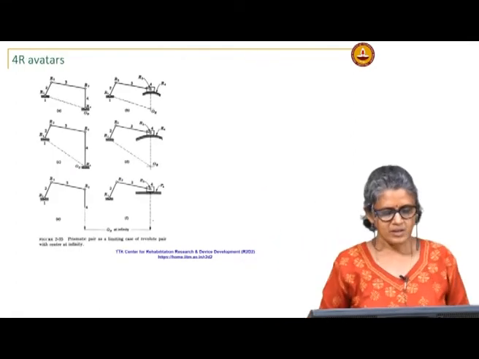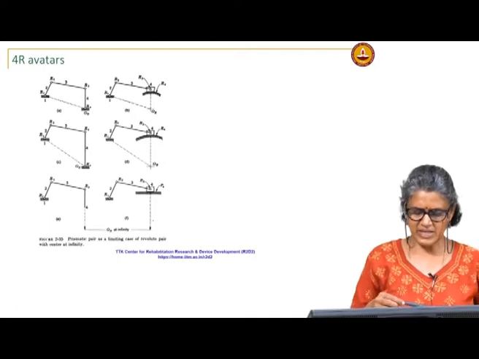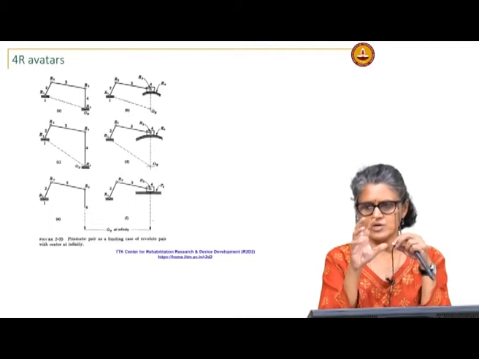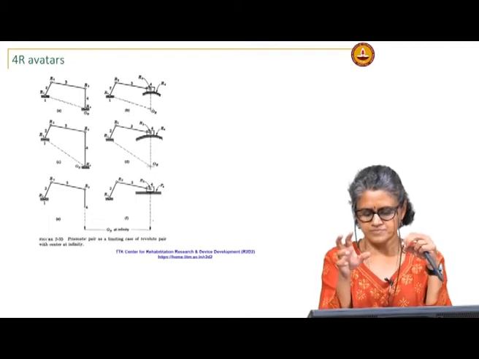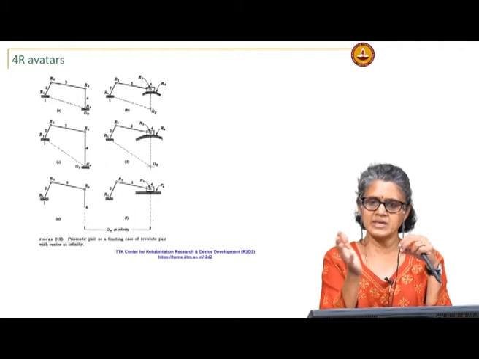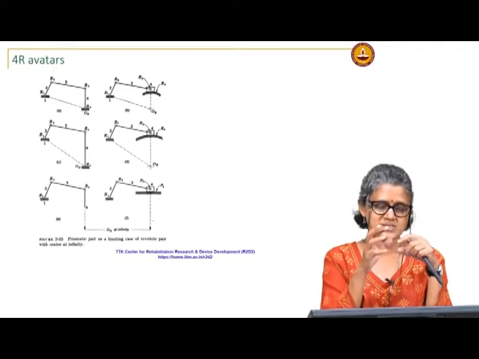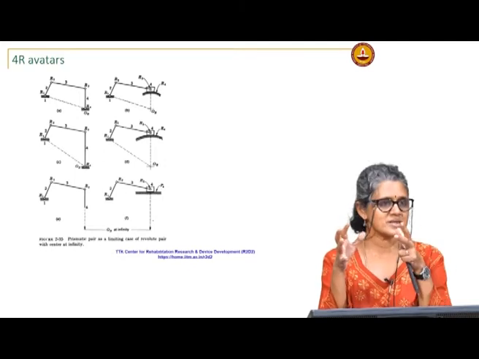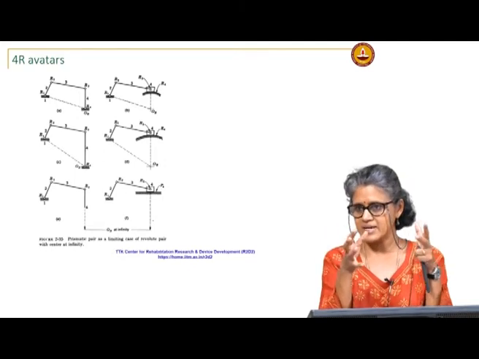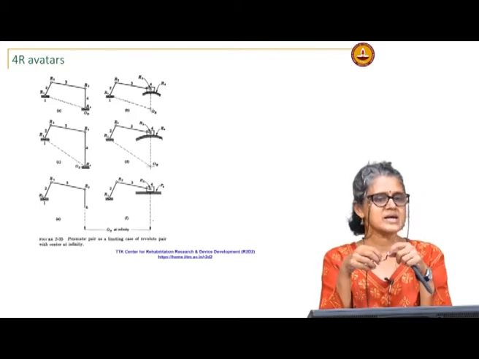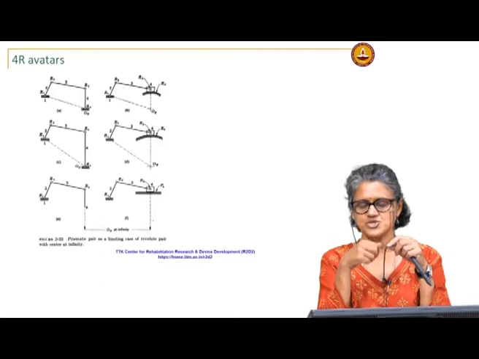Okay. So, in many cases, if you remember, when we did the mobility or the type synthesis, we made this assumption that any linkage can be represented as a pin jointed linkage, right. It can be represented as links connected by simple hinge joints.